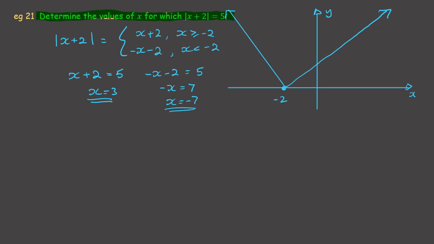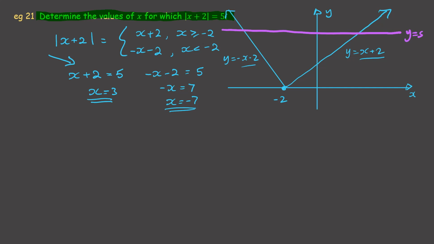And then we have y equals 5, and we should establish that this limb is y equals x plus 2. This limb would be the negative. And then essentially you form the same two equations that we had over here, and you get the same answers.